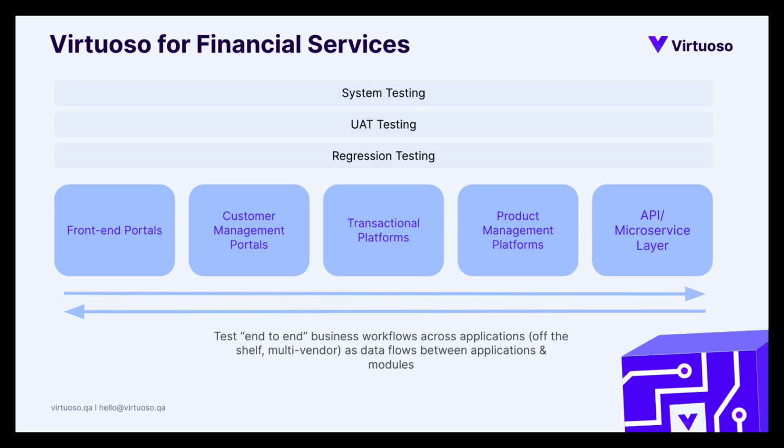Virtuoso's AI-driven test automation platform can be used by anyone within financial services to test across browser-based applications such as front-end portals, customer management portals, transactional platforms, product management platforms, but also testing at the API or microservice layer to test end-to-end business workflows across applications, whether off-the-shelf or multi-vendor, as data flows both within and across those applications and modules. And this is to perform system testing, UAT testing, or it could be ongoing regression testing, particularly as updates are made to those platforms to ensure they continue operating.